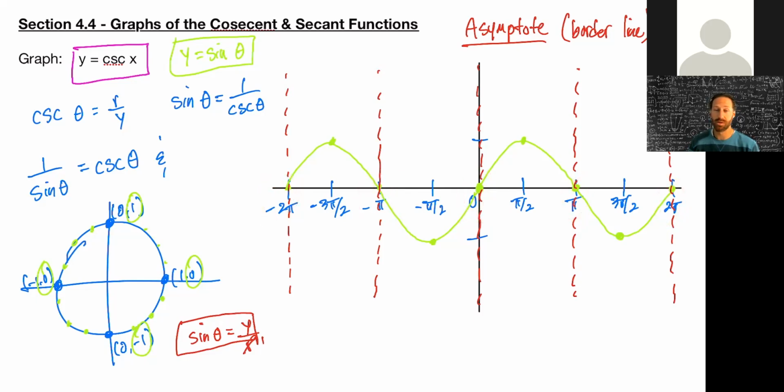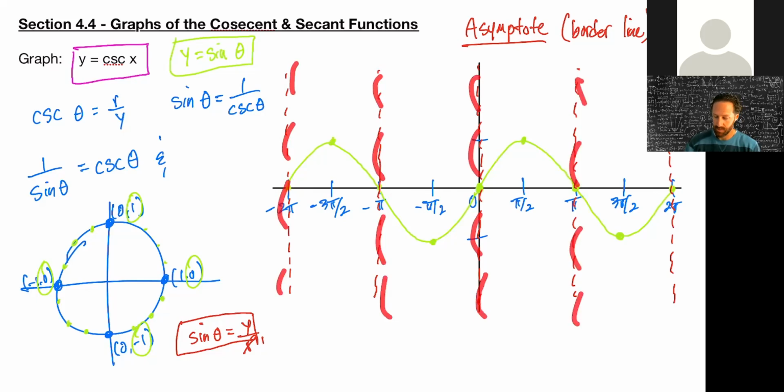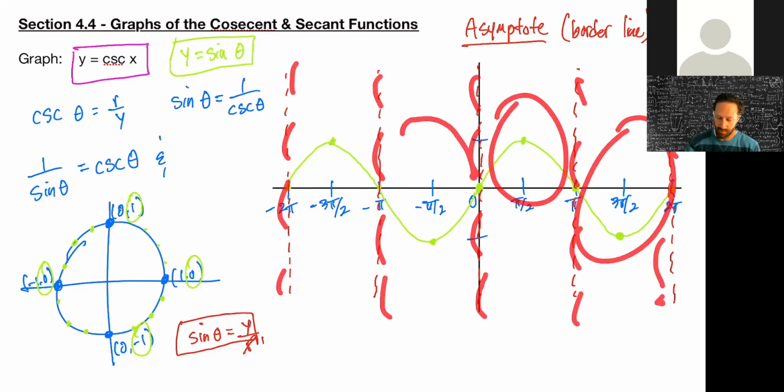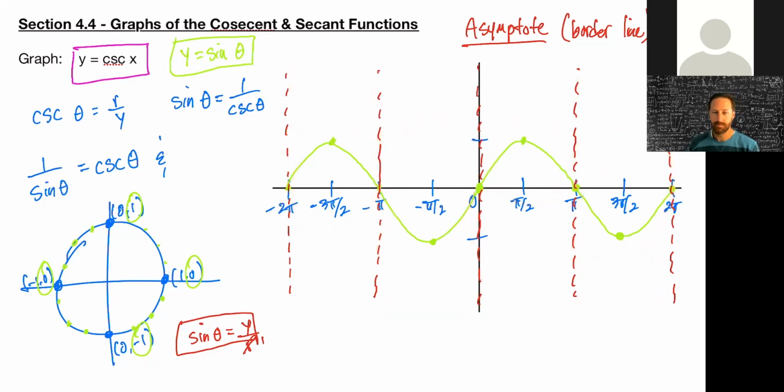So our graph is looking much different already than our sine wave. Notice we got these dashed vertical lines. Well, then obviously we need to figure out what goes on in between. Well, we talked about what happens when we flip a 0. We get undefined.